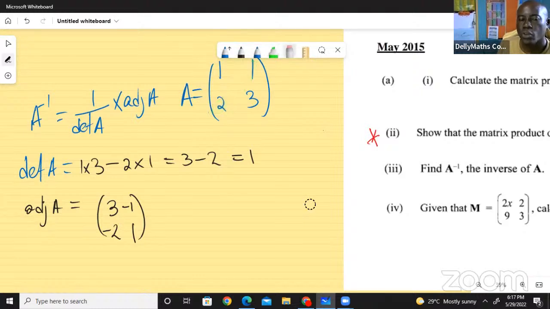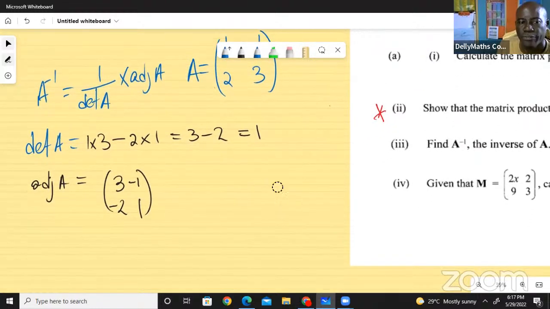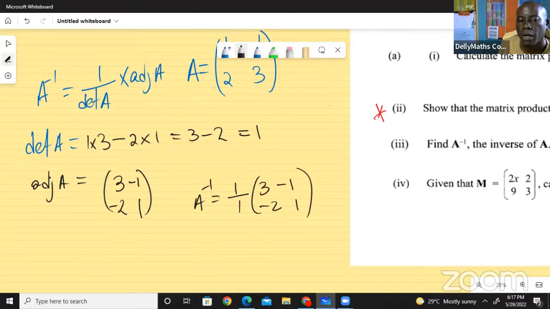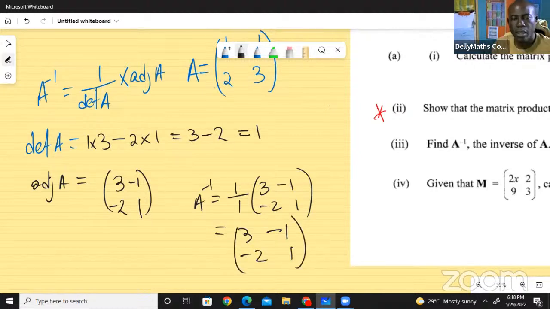So that's the adjoint. So the inverse of A is 1 over 1 times the adjoint, which is 3, -1, -2, 1. But definitely 1 times anything is the same. So the final response is 3, -1, -2, 1. There we have it. So that is the inverse of the matrix A: 3, -1, -2, 1.